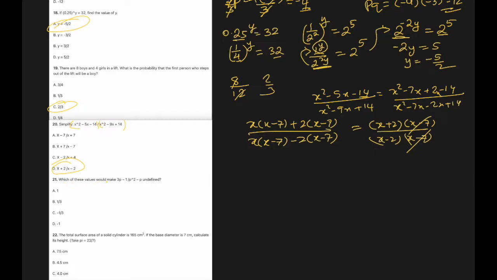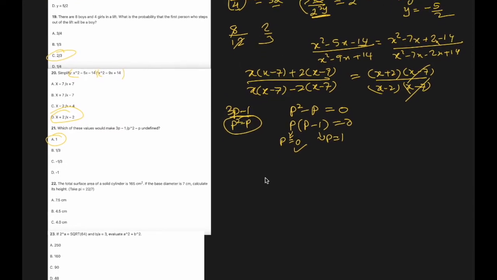Number 21. Which of these values would make (3p minus 1) over (p square minus p) undefined? Right? A rational expression becomes undefined when the denominator is 0. So p square minus p is 0, and never bring p to the other side so that p cancels. Factor this, that is better. So this gives you two answers, p equal to 0 and p equal to 1, but they have given only one option, so we'll take 1. 0 is also an answer, by the way.